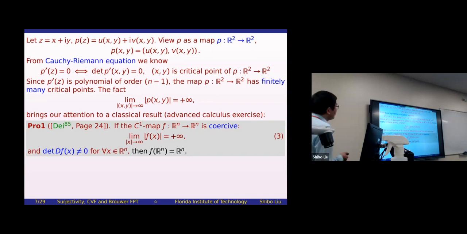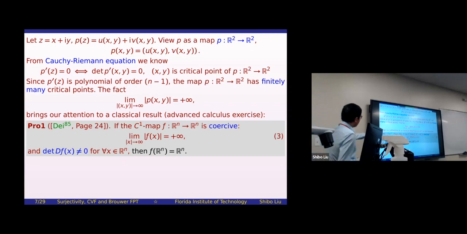Because if you can prove that our p is surjective, there will be some x, y so that p(x, y) is zero. So the complex number with real part x and imaginary part y is the zero of our polynomial. The fundamental theorem of algebra is proved. So surjectivity is closely related to solving nonlinear equations. Okay, that is our motivation.